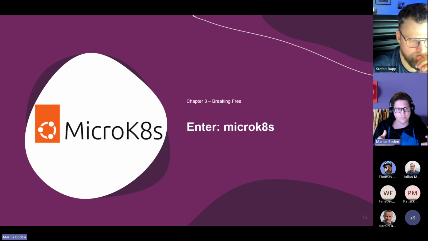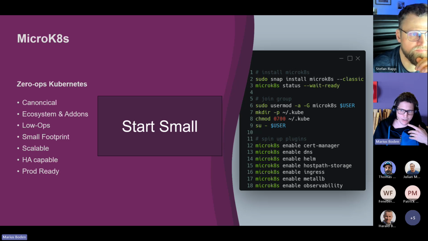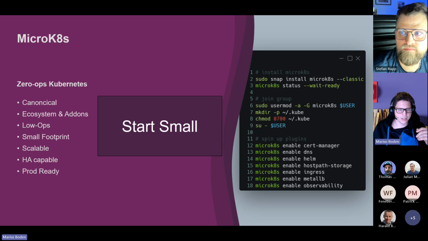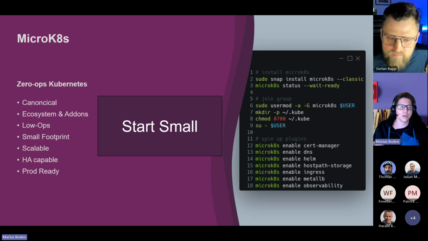The thing we came up with in the end was MicroK8s. MicroK8s is from Canonical and they describe it as a zero-ops Kubernetes. Don't believe that, there is no such thing as a zero-ops Kubernetes. What it really is, is low ops. And that's exactly where dev teams should start. Start small. Start with the least you need and grow later.